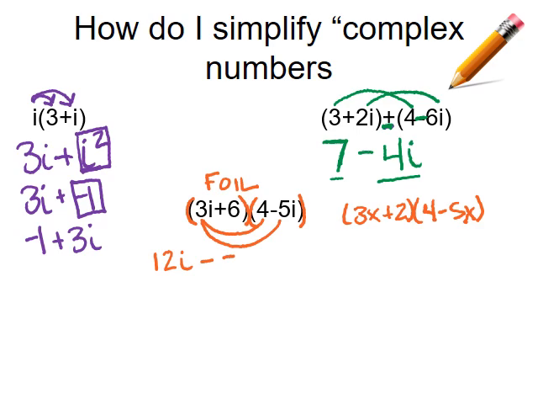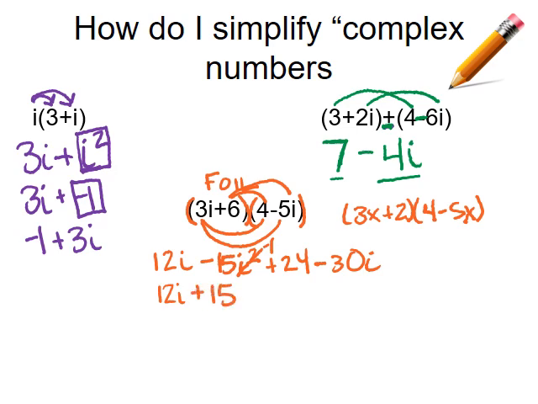3 times -5 is -15. i times i is i squared. The inner terms are being multiplied as 6 times 4. And the last terms, -5 times +6 gives me a -30i. We have to remember our i squared rule. If I rewrite this, this i squared becomes -1. -1 times -15 gives me +15.